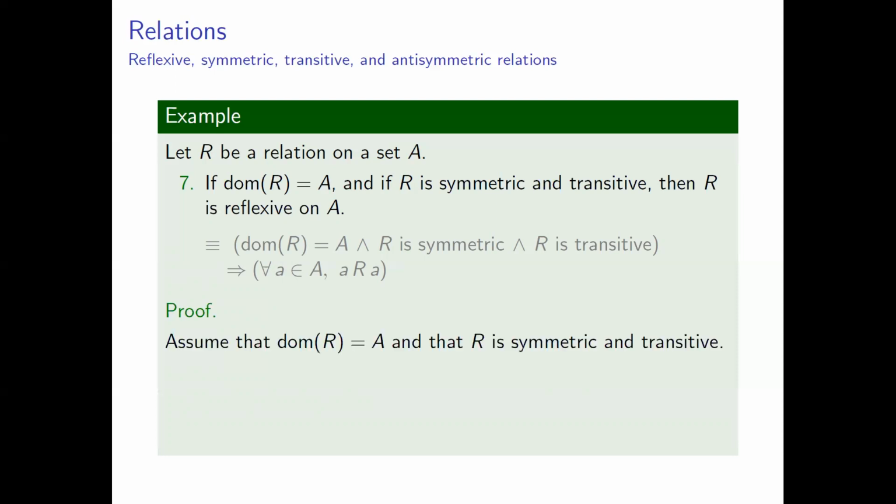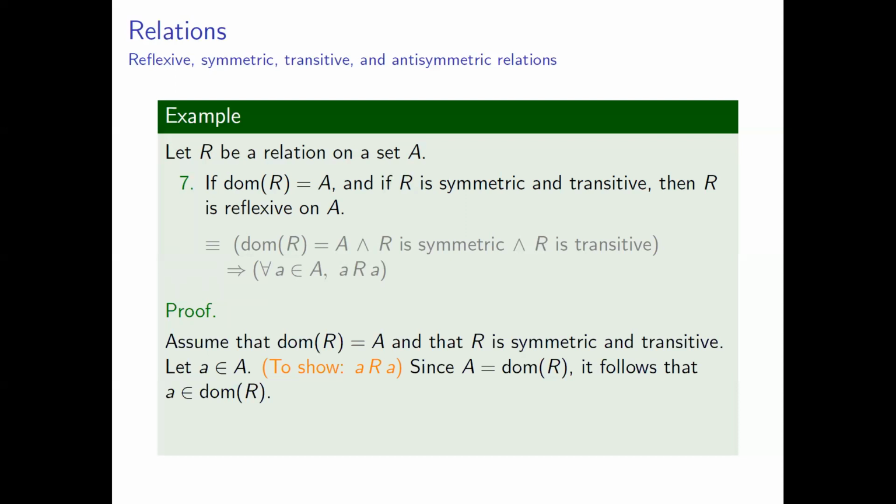To prove this, assume that the domain of R equals A and that R is symmetric and transitive. Let small a be an element of the set A. We need to show that a is related to itself under R. Since the domain of R equals A, it follows that small a is an element of the domain of R. Hence, there exists an element B of A such that a is related to B.